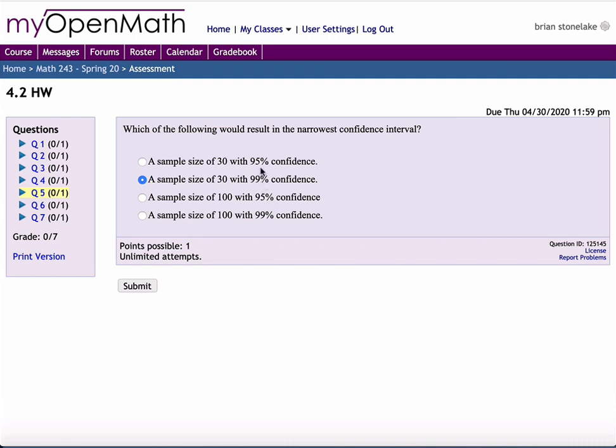And then after you do that, you'll have to decide whether a lower or a higher level of confidence will correspond with a narrow confidence interval. So there's kind of two different things changing, the sample size and the level of confidence. And you're supposed to figure out which two things will result in the narrowest confidence interval.